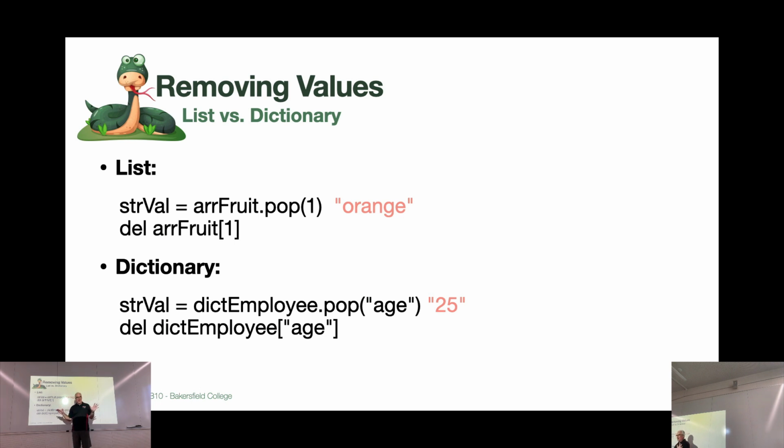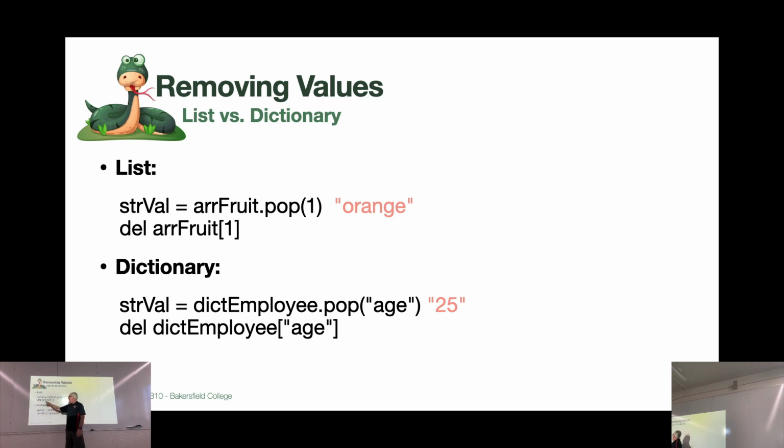If I just want to delete it, if I just want it to go away, like if I have an employee database and I just want to fire somebody, I just want the record to be gone. Sometimes that happens. You just want them to go away quietly. We could remove the fruit like this using the index. So del for delete, arr fruit 1.